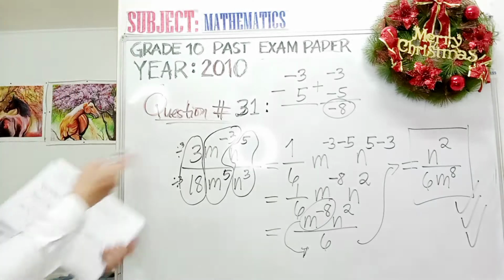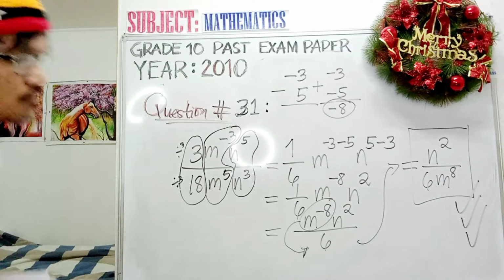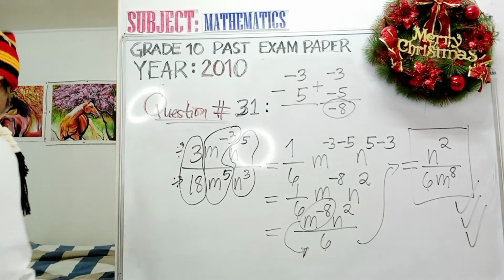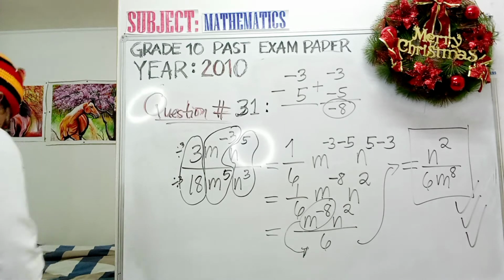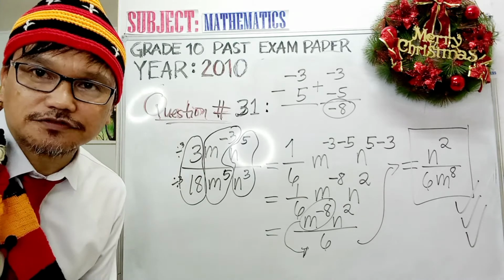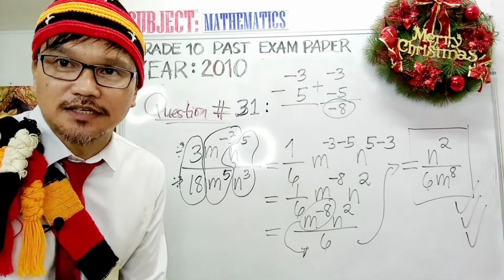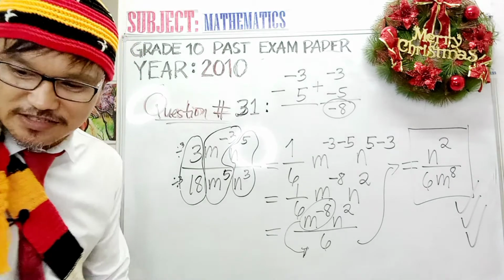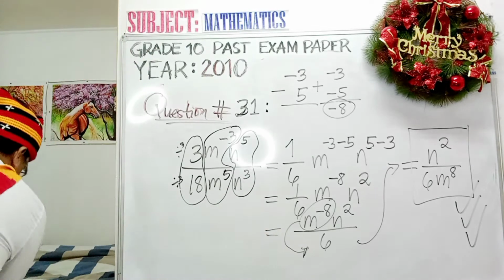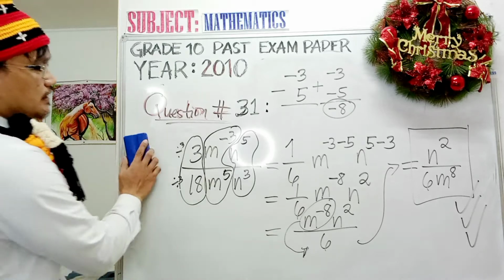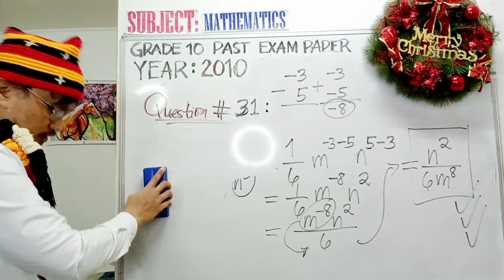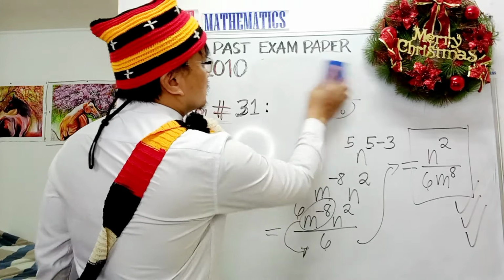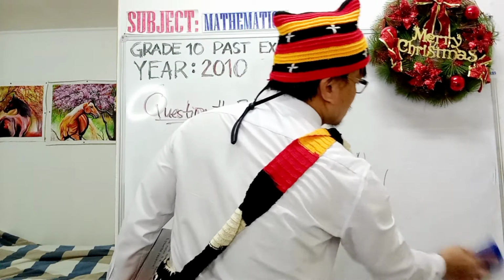Okay, so I'll give you 5 seconds. Have a look at the question 31. 5, 4, 3, 2, and 1. Time is up. Let's now move on to question number 32. And our question number 32 is on the topic. What do you think is the topic for question number 32?